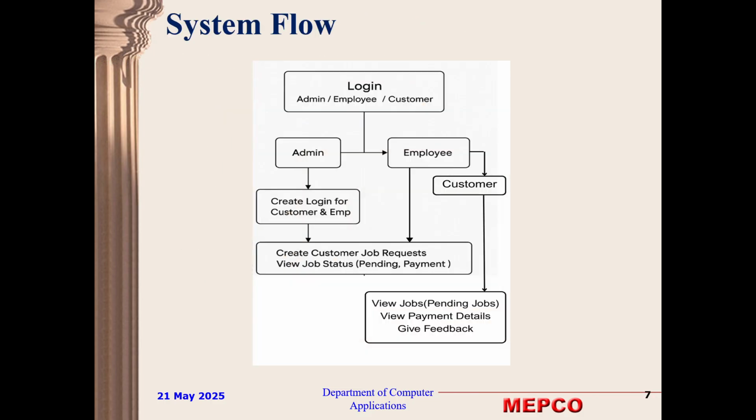This is the system flow. There are three types of users allowed: admin, employee, and customers. Admin can create login credentials for customers and employees. Employee can create jobs, view the job status, and also connect with the customers. But the customer can only view their pending jobs, completed jobs, and payment status details, and give feedback to the employee.